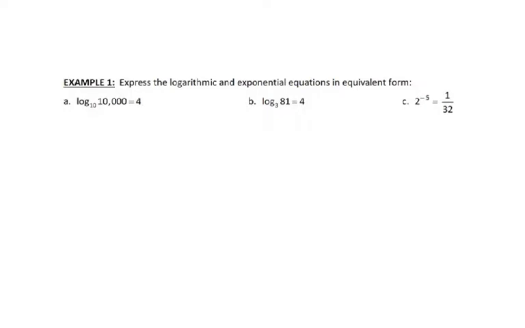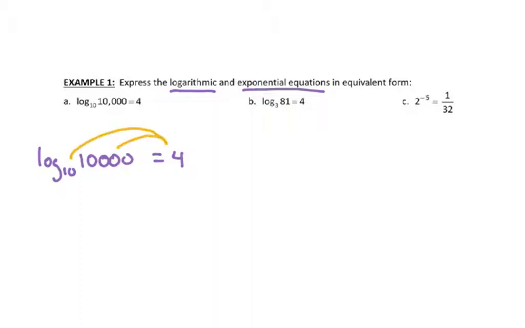So given log base 10 of 10,000 equals 4, if we express the logarithmic and exponential equations in equivalent form, if we claw it, we get 10 to the 4th equals 10,000, which is true, right? Because 10 to the 4th is just a fancy way of saying 1 with 4 zeros behind it. And that would be the conversion, right?